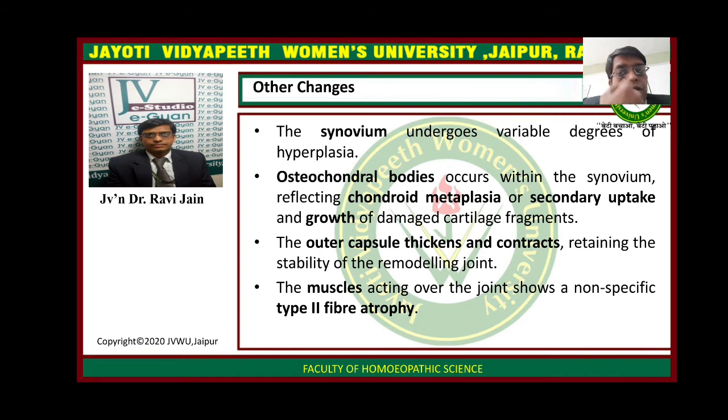Now we come to the other changes besides the cartilage: the joint changes. The synovium undergoes a variable degree of hyperplasia. You can see osteochondral bodies within the synovium, reflecting chondroid metaplasia or the secondary uptake and growth of damaged cartilage fragments. The outer capsule thickens and contracts, so the stability of the remodeling joint is maintained.